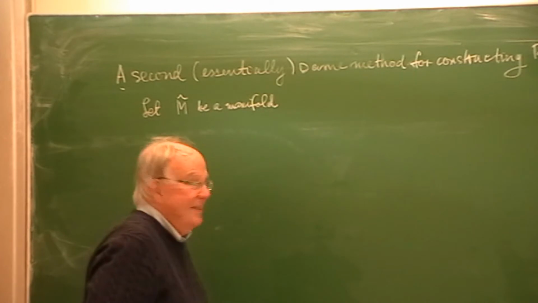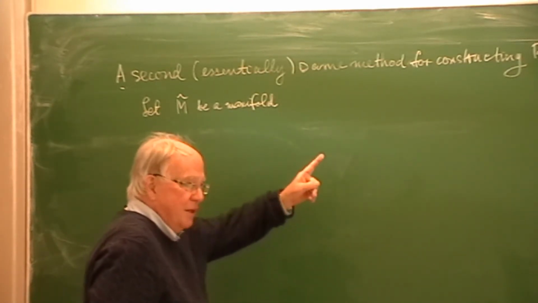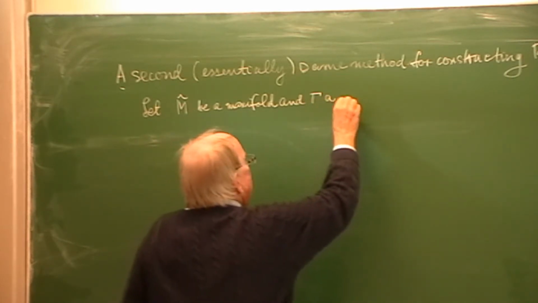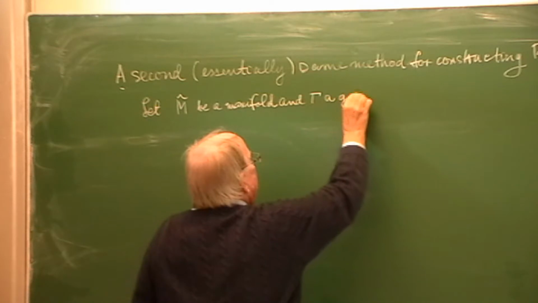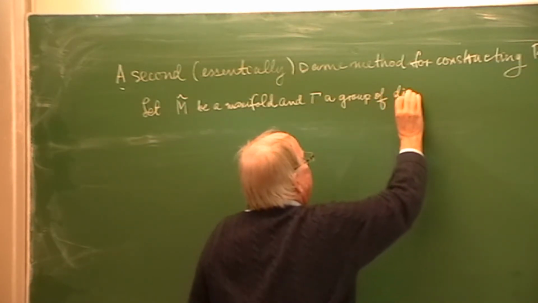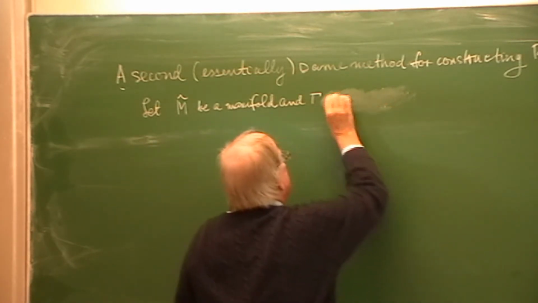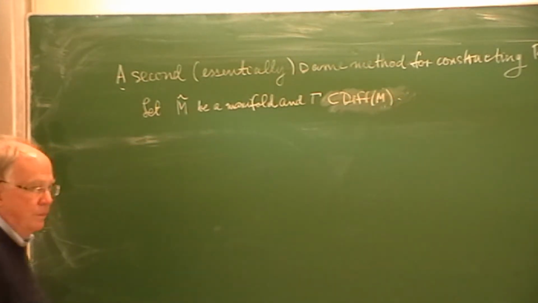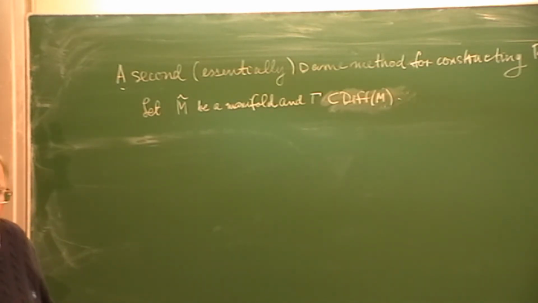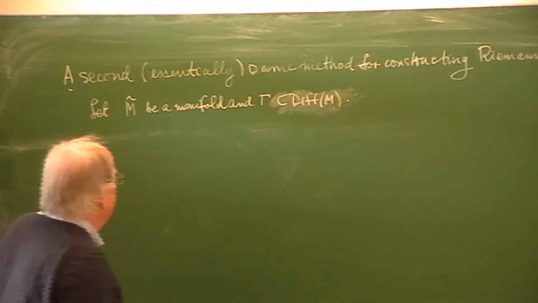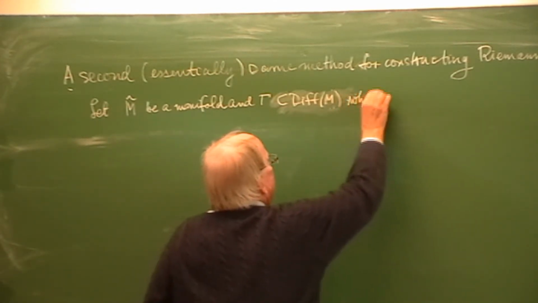The method I'm going to explain is exactly the same, but you've never thought of it. That's the reason I say essentially. And gamma, a group of diffeomorphisms. Well, let me just write it properly. Gamma, a subgroup of diffeomorphisms of M. I think you know the group of diffeomorphisms is astronomically huge, right? So I'm going to take a subgroup which satisfies the following.